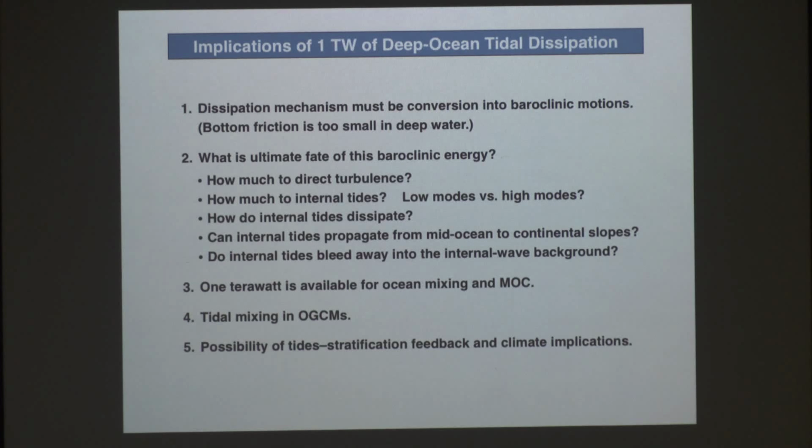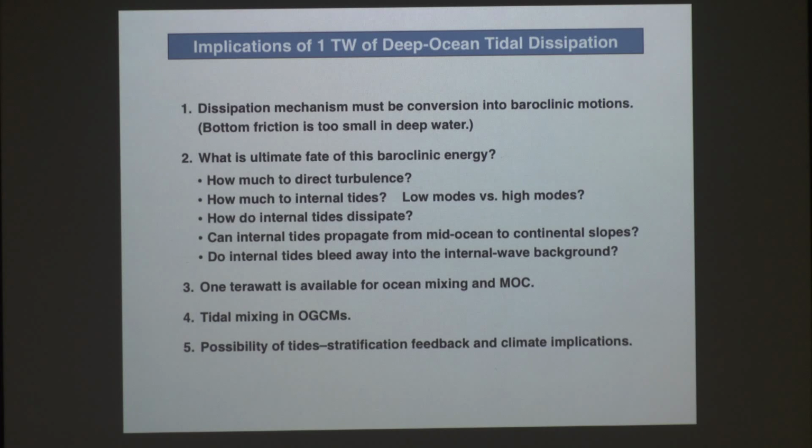If you look what tidal friction or bottom friction is out in the deep water, it's just minuscule. So the only mechanism you can have is a conversion to internal waves. So then that brings up the next question: what is the ultimate fate of that energy? Which leads to a whole bunch of questions. How much, for instance, when you convert it to baroclinic energy, how much is dissipated locally, directly into turbulence? How much is into internal waves, internal tides? How much into low modes versus high modes?